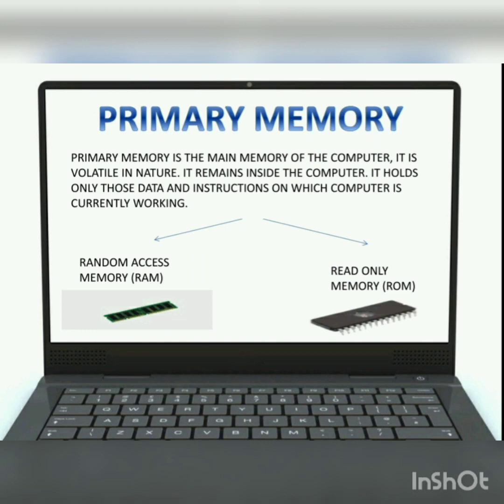Kids, primary memory is the main memory of the computer and it is also the internal memory of the computer. Internal means the memory which is inside the computer system. You can also read that primary memory is volatile in nature. I will make you understand the meaning of volatile in a further slide. Primary memory holds only those data and instructions on which the computer is currently working. If you are working on MS Paint, then that current MS Paint program is working on that particular primary memory.